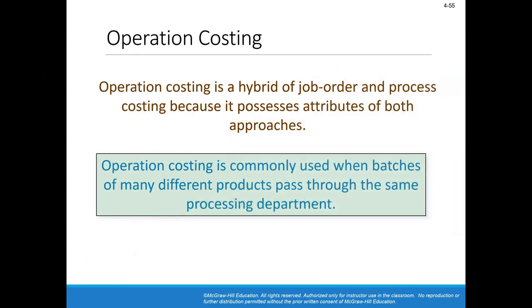All right, so this last slide is just saying that we also have something called operation costing. It's a hybrid between job order costing and process costing. It possesses attributes from both approaches. It's commonly used when you have different products that pass through the same processing department. So maybe you work for a plant that produces puddings and tapioca and yogurts. And so maybe you have a little bit different variation in your products, but they pass through that same processing department. They may use a hybrid of both the job order costing and the process costing.